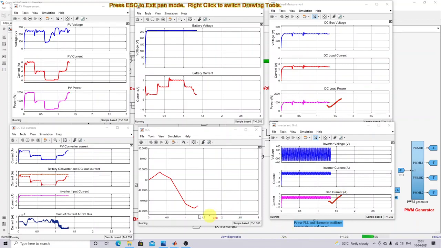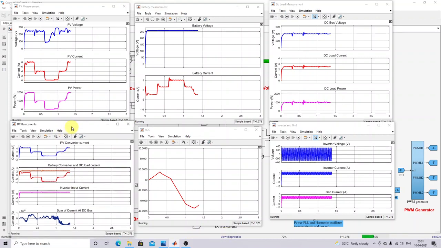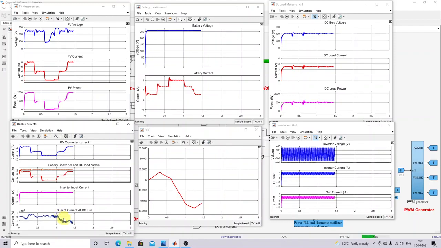So now you can see that the SOC of the battery is increasing. So this is known as power balance in the DC bus. This indicates the PV converter current. This brown color indicates the DC load current, and the red color indicates the battery converter current. This is the inverter input current. And this is the final sum of all these currents, the algebraic sum.